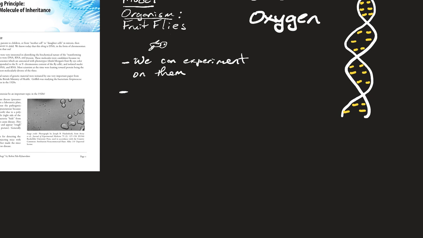So we test it on humans. The last step is we test it on humans. Those are called human trials. That's how we test drugs. Is that clear? If you get a drug, it's already been tested on mice, on at least 2 other model organisms, and then we've tested it on humans.